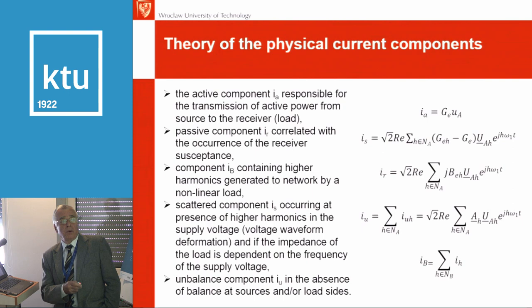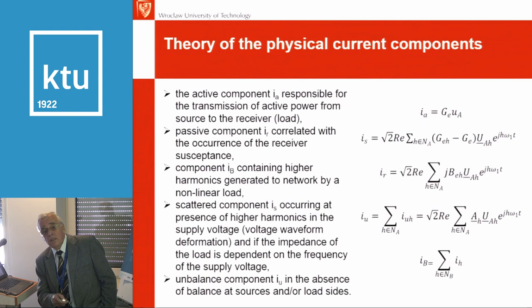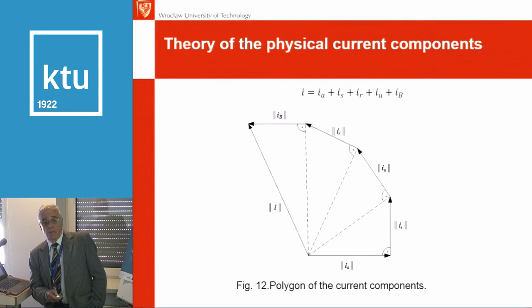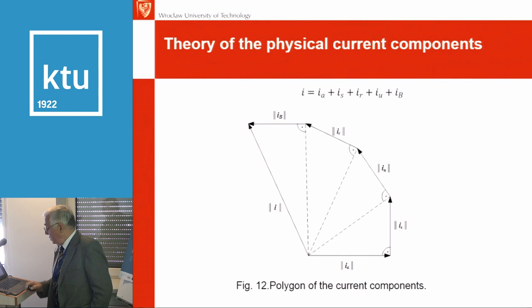Therefore, having this data, we can compensate each harmonic, or particular harmonics, up to us, to obtain only the active harmonics, which is very useful in this case. When we compare RMS values, we obtain the polygon of the current components. As you see, this value is perpendicular to that, and that is perpendicular to the sum of that, something like this. This is equivalent. All these harmonics we can compensate.